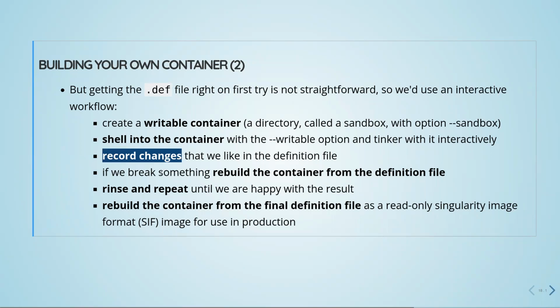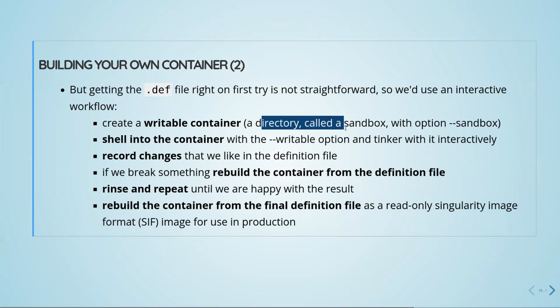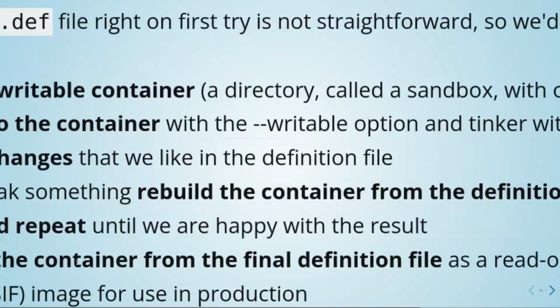And then if at some point something breaks, it's okay because you have the definition file that you are writing, and then you can always delete the previous container and then recreate it. Then you basically go through this as many times as you need until you get something that works okay. And then at that point, you can delete the directory, the writable container, and then you create the container from the final definition file as a read-only Singularity image. And then at that point, you have a full container as you wish, with all the applications that you want and something that is repeatable.